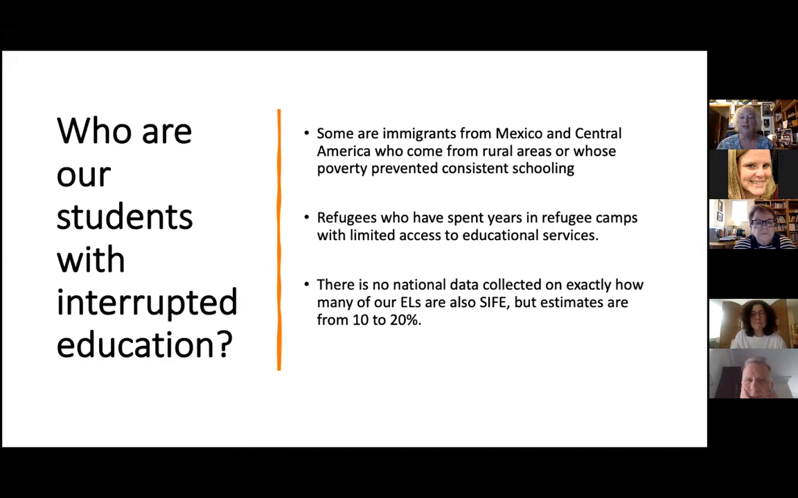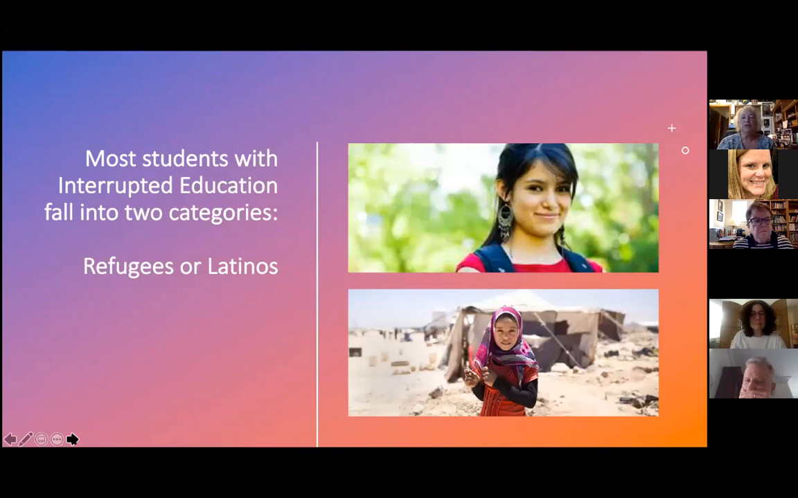There was one nationwide study done about 3 or 4 years ago that looked at test scores, and they were saying that about 11% of our secondary students would be considered SIFE. But I'm not sure how they came up with that 11%. I think it was self-reported data from the students who took a particular test. So as we mentioned before, most of these students are going to fall into 2 categories, refugees and Latinos, and we're going to look at each of them separately.